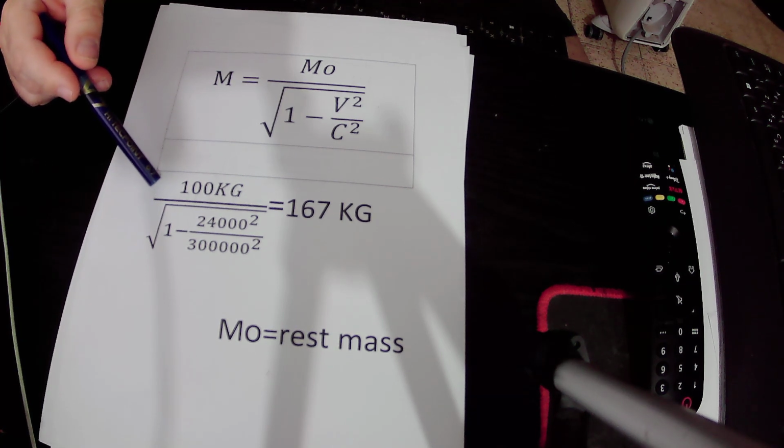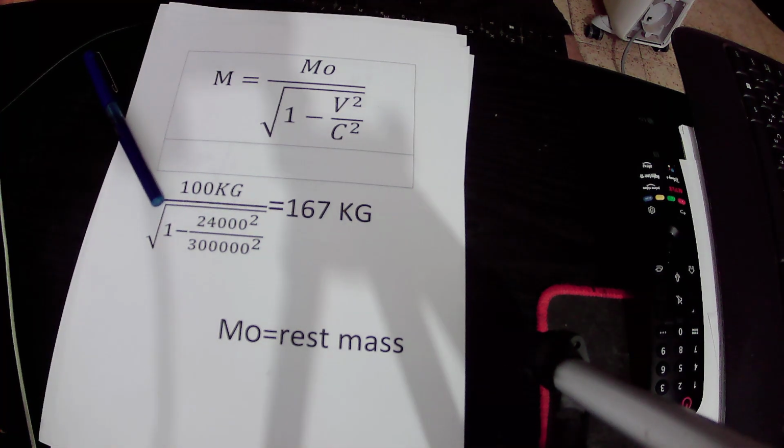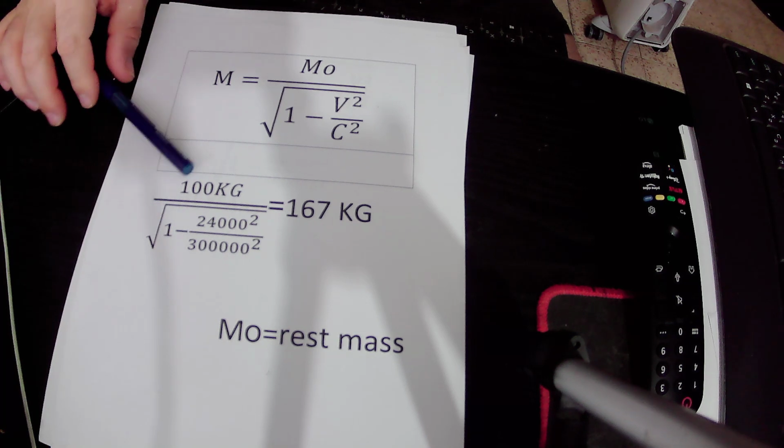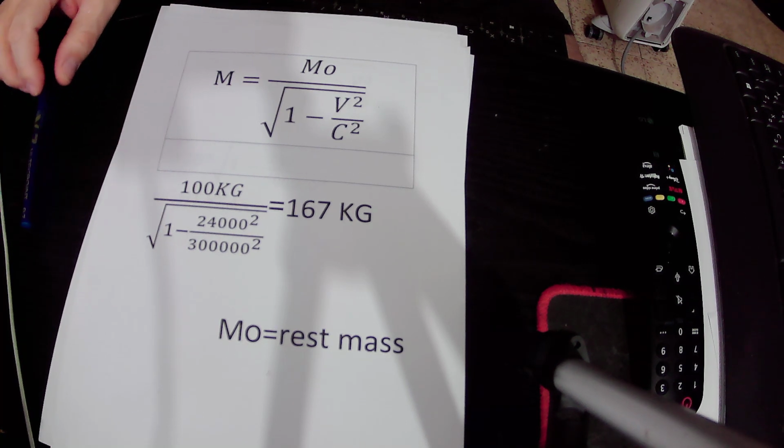Yes? But he will not feel it at all. If his twin brother has a mass detector, the detector will measure 167 kilograms. That means that his mass has increased by 67 kilograms, from 100 kilograms to 167 kilograms. Okay.